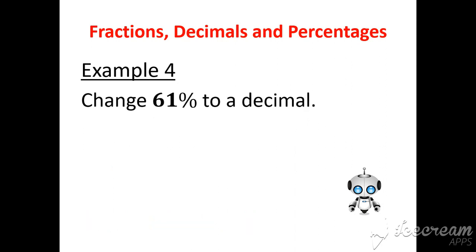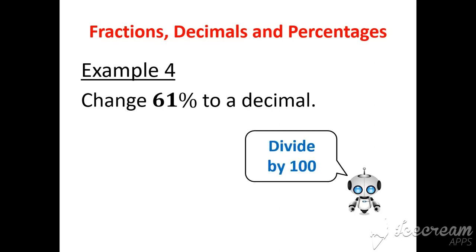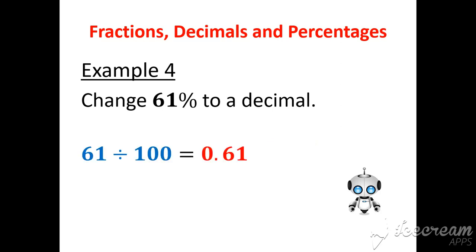Right, number 4, we're up to this. How do I change a percentage to a decimal? Well, to change a percentage to a decimal, I do the opposite of times by 100, I divide by 100. So 61 divided by 100 gives me the decimal of 0.61.